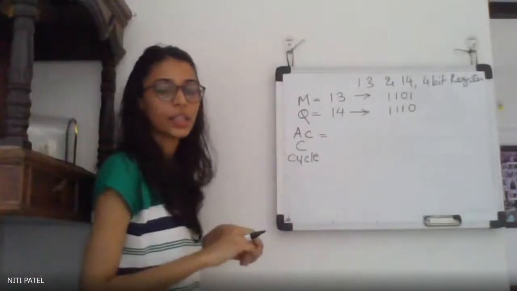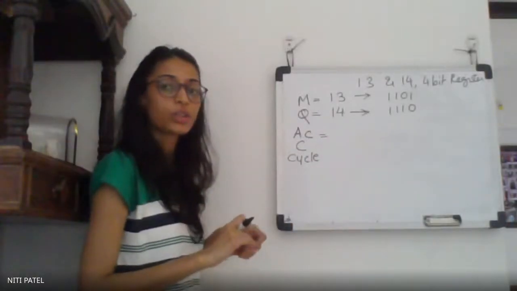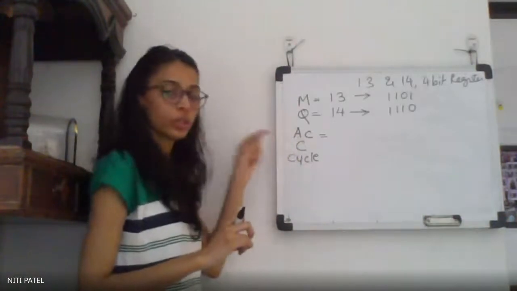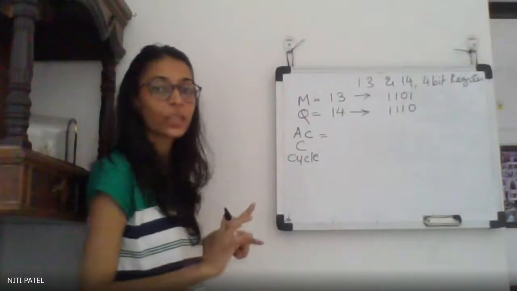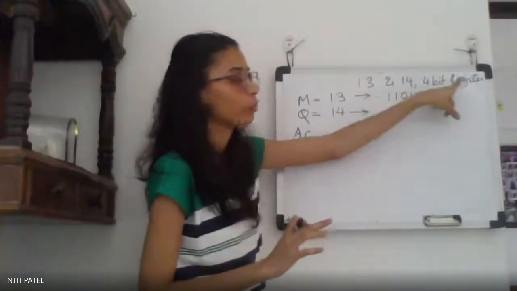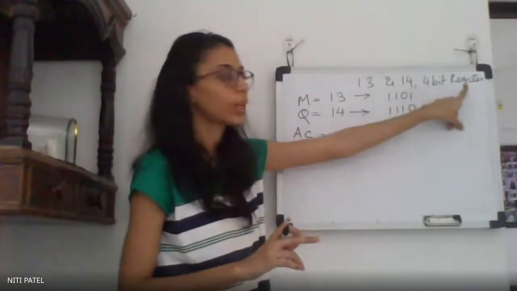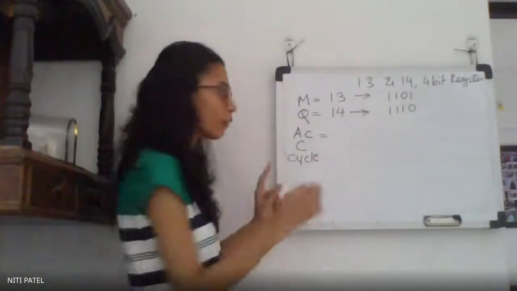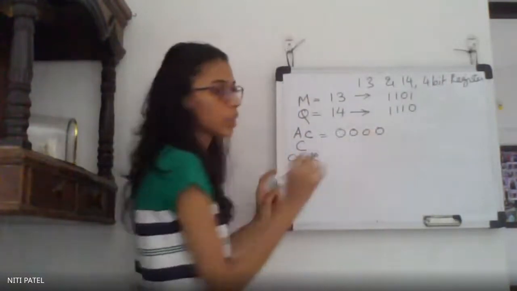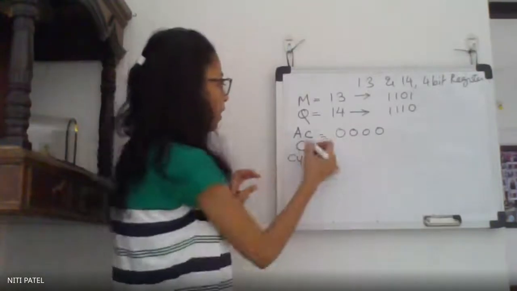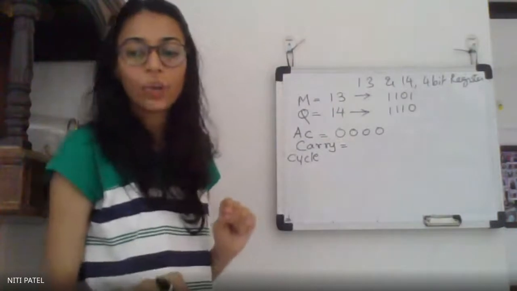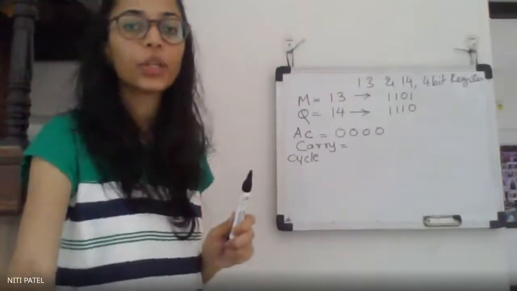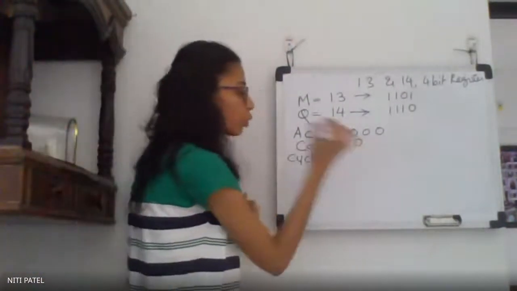Now next is to assign the value of AC. What is AC? It is nothing but accumulator. Since it is an initial step, your value of accumulator will be 0. But how many 0s? Depending upon the size of my register. What is the size of my register? 4 bits. So I have to use 4 zeros. Next is C. What is C? It is nothing but carry. Initially, according to the algorithm, your carry should be equal to 0. So your carry will be equal to 0.